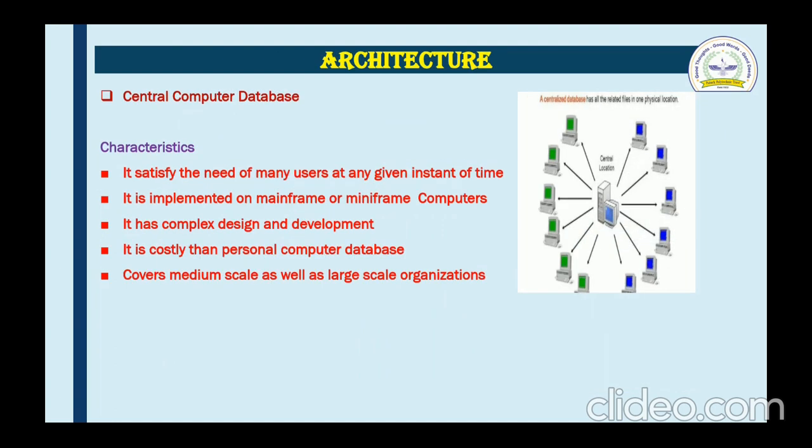Central computer database. This type of database is developed on mainframe computers. Let us now discuss some important characteristics of central computer databases. These are: number 1, it satisfies the need of many users at any instant of time. Number 2, it is implemented on mainframe computers. Number 3, it is complex to design and develop. Number 4, it is costlier than personal computer database. Number 5, it covers medium scale as well as large scale organizations.